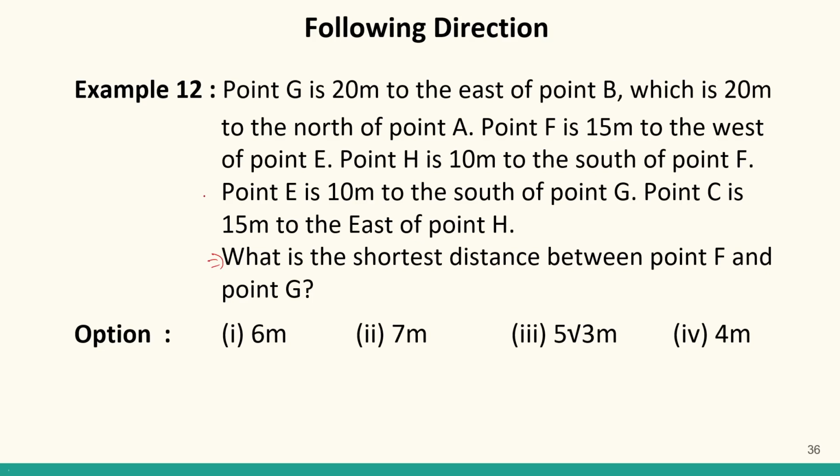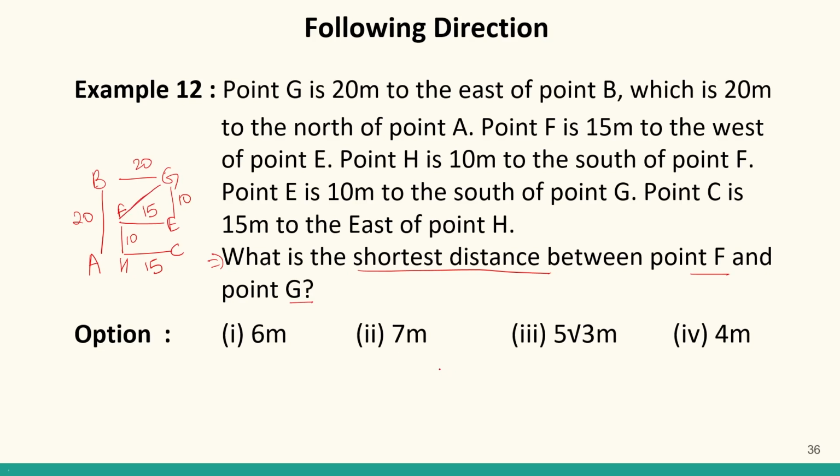Same information, different question. Now, let us draw. G is to the east of B. This is 20. From G, we go to E, which is 10. This is 15. We go to F. We go 10 down to H. And this is C, which is 15. This much information was given. What is the shortest distance between point F and G? So between F and G, this will be the shortest distance, right?